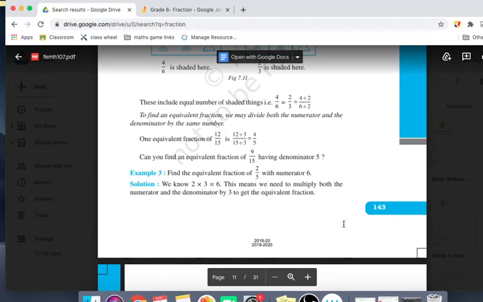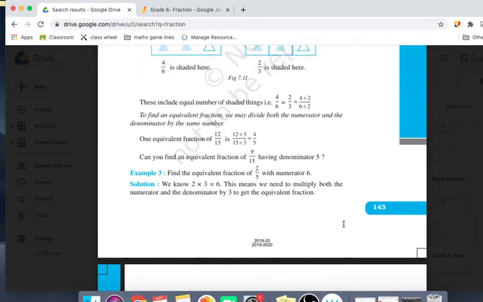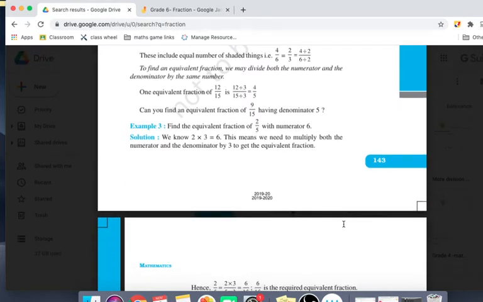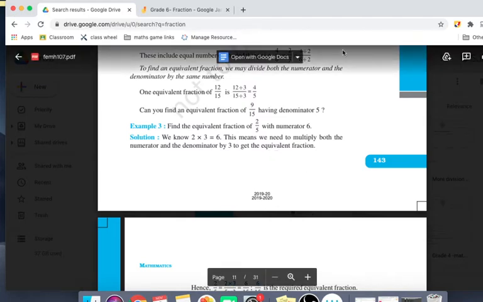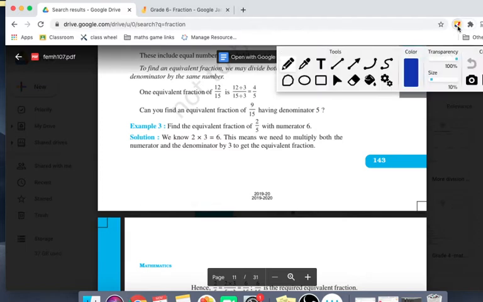Let's see which kind of questions are there in the book and whether we are able to solve them or not. This question is saying: find the equivalent fraction of 2 by 5 having denominator 5, or having denominator 6. Oops, sorry, I got confused with this. Having denominator 6 is our question.